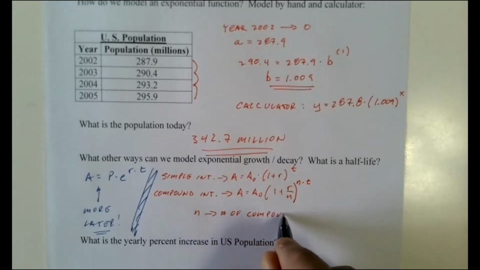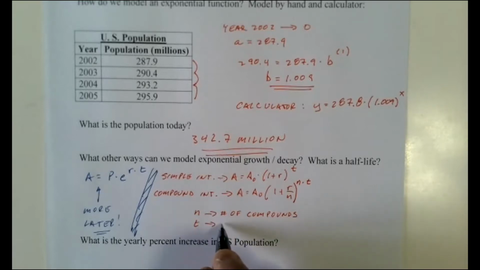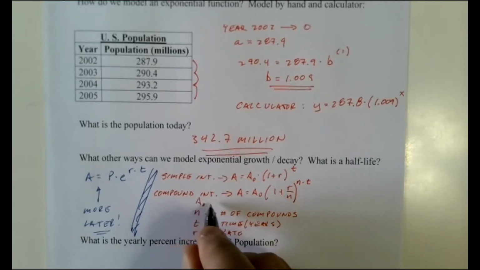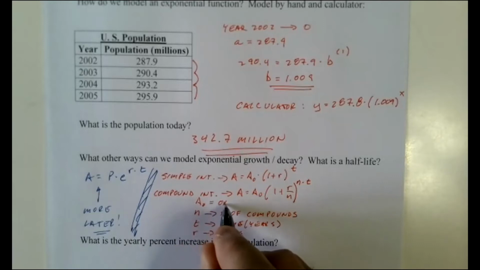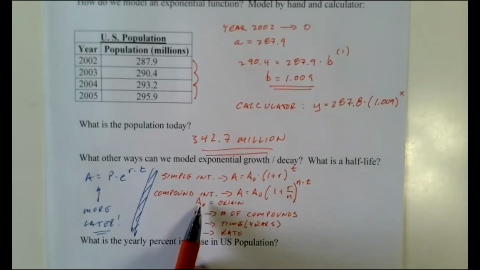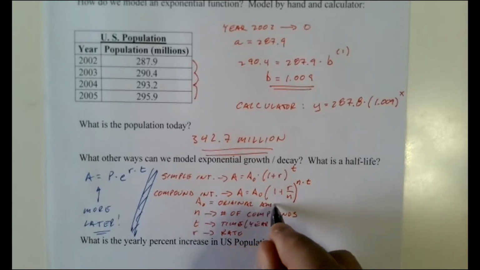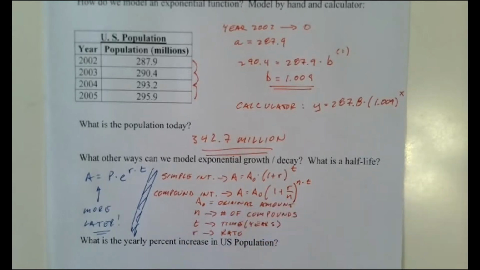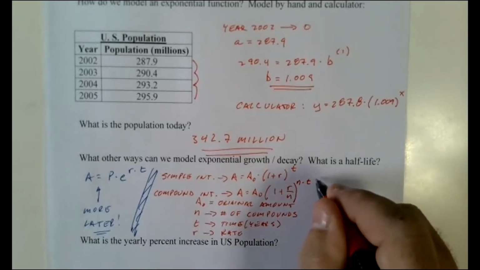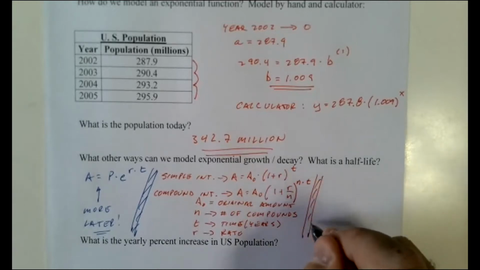T is, of course, the years. Well, the time interest you're using, it's usually years. And R is the rate. And A naught is the original amount. By the way, get that down, A naught. That's how we say it. A sub 0 is tacky, say A naught. All right, so that's another way to do it.